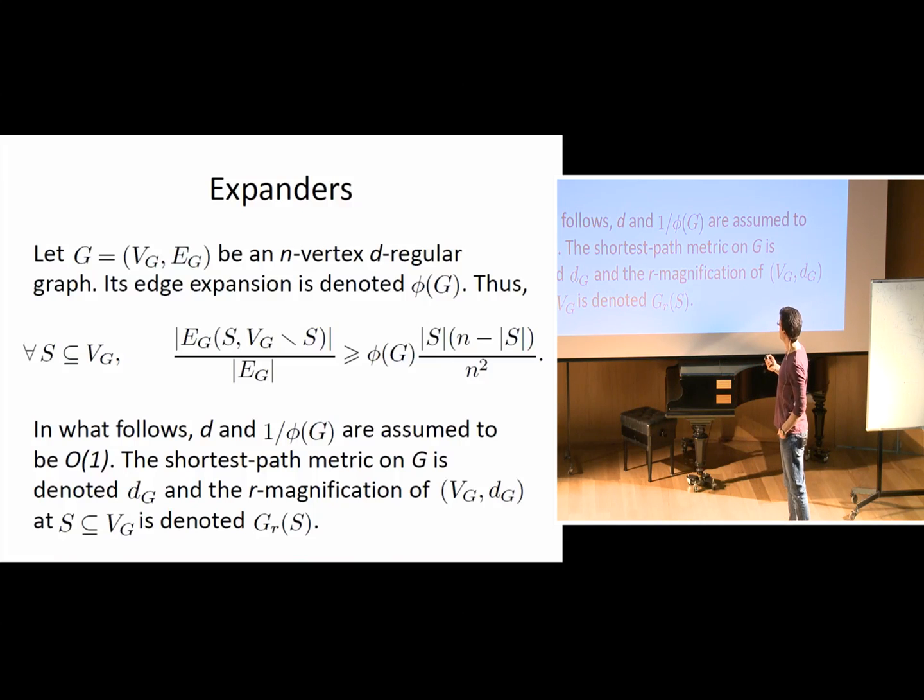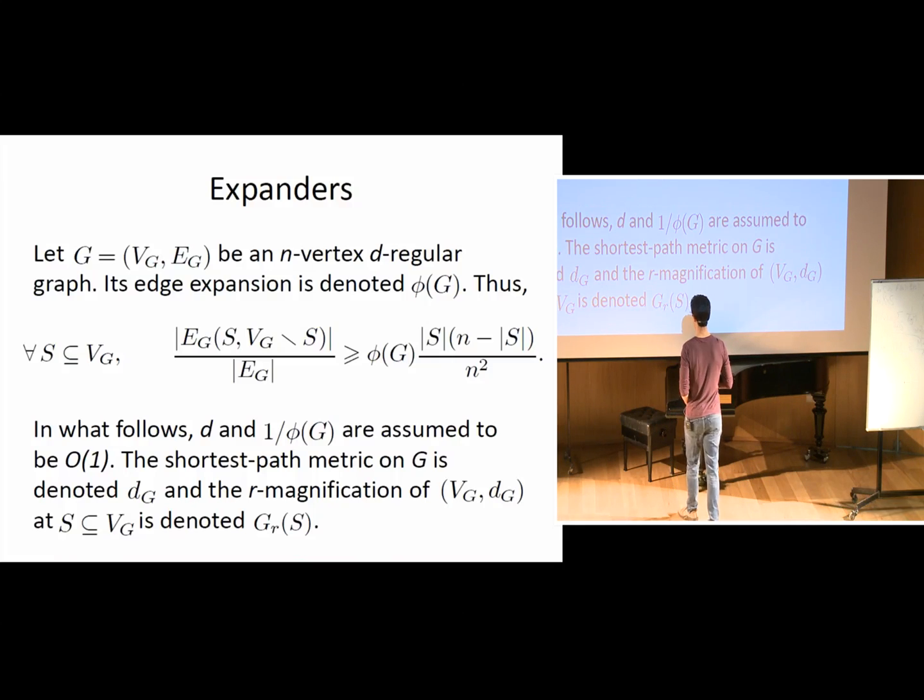So let's look at the n-vertex d-regular expander. And phi of G is going to be the edge expansion or the conductance. So it's just, for every subset S, you look at how many edges join S and its complement, normalized by the total number of edges, that is at most this constant times the size of S over n times 1 minus the size of S over n.